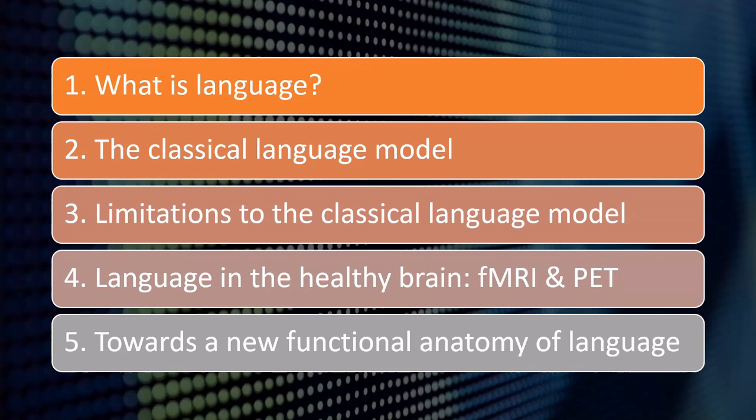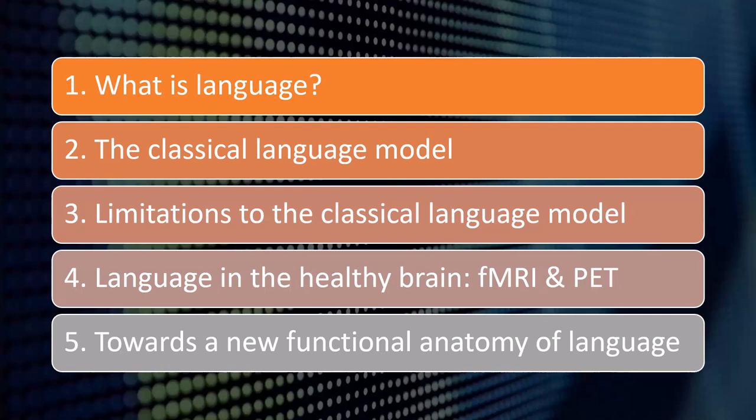Then I'm going to discuss the classical anatomical model of language as described by Pierre-Paul Broca, Wernicke-Lichtheim-Geschwind, the model that is actually still considered the gold standard and is presented in a lot of handbooks on this subject, but is a bit outdated and a bit flawed. I'm going to tell you why in the third section of this presentation, limitations of the classical language model.